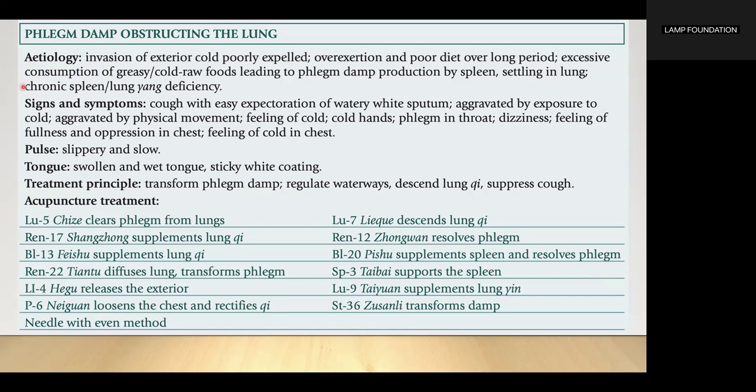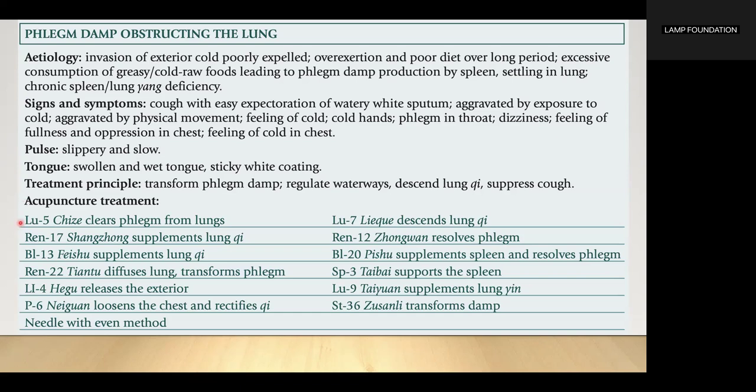Signs and symptoms: cough with easy expectoration of watery white sputum, aggravated by exposure to cold, aggravated by physical movement, feeling of cold, cold hands, phlegm in the throat, dizziness, feeling of fullness and oppression in chest, feeling of cold in chest. Pulse slippery and slow, tongue swollen and wet, sticky white coating. Treatment principle: transform the phlegm damp, regulate waterways, descend lung qi, suppress cough.